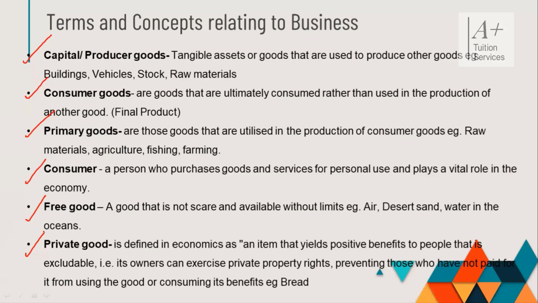And the goods are consumed for their benefits, for example, bread. So if I buy bread, this is for me and my family to eat. So you can't just go and take my bread and eat it. Or if I have a car, you can't just use it freely, just start it and go. That is my private good.